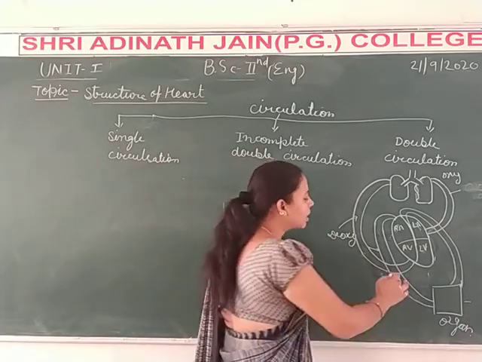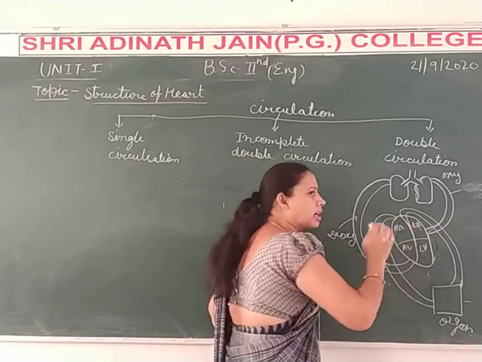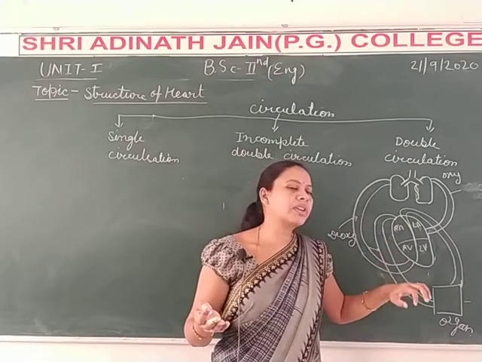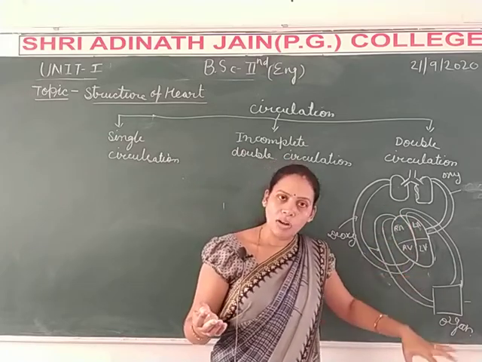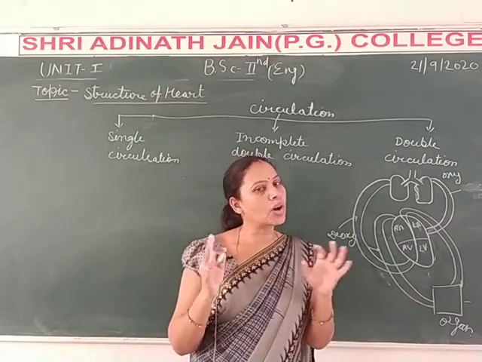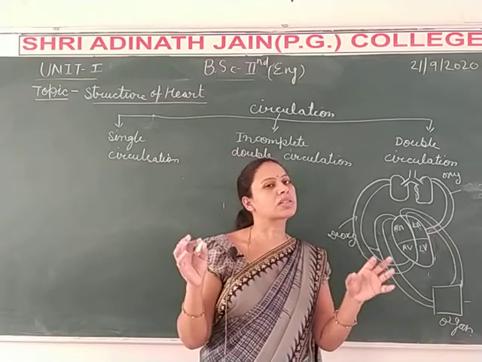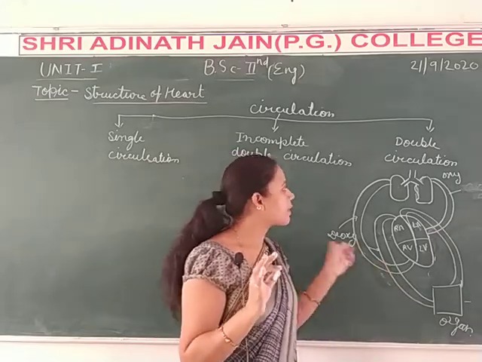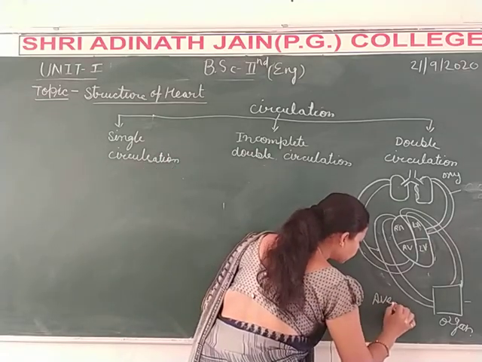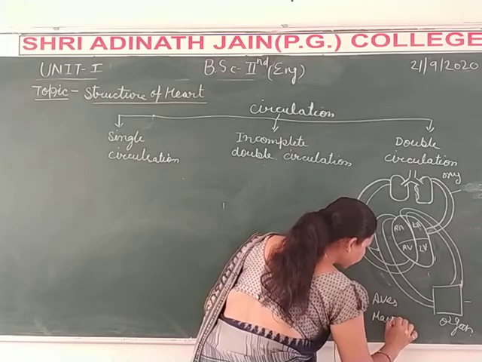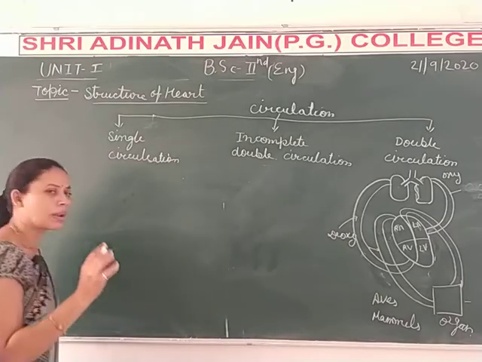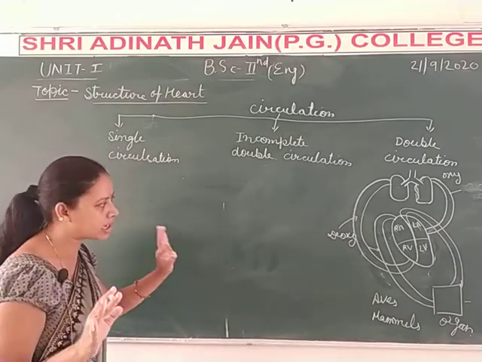ठीक है? First time the deoxygenated blood enters the right side of the heart, and the left side is pumping the oxygenated blood to the tissue. So there is a separation of oxygenated and deoxygenated blood. This type of circulation is found in apes and mammals. Now, I hope you have understood the double circulation.